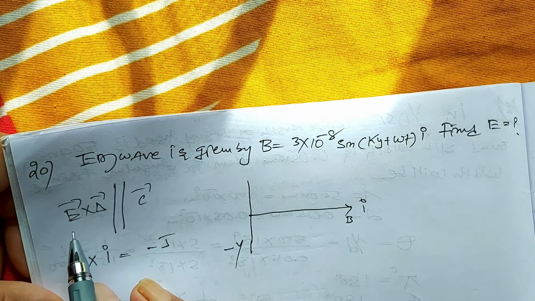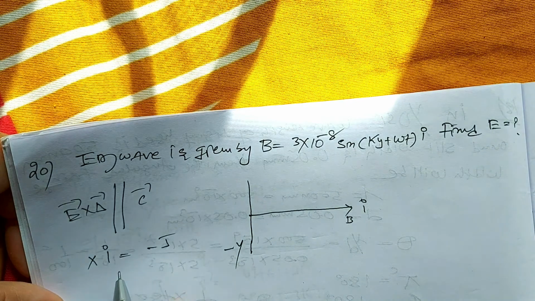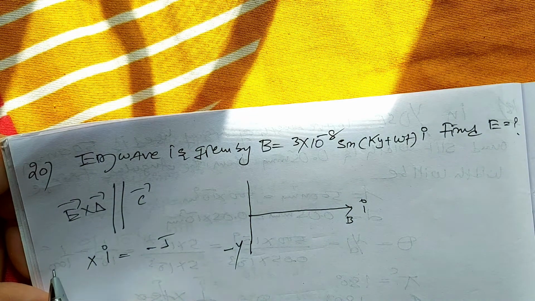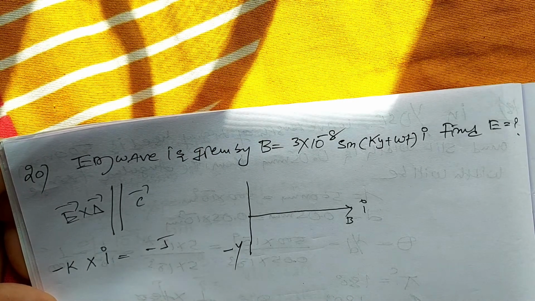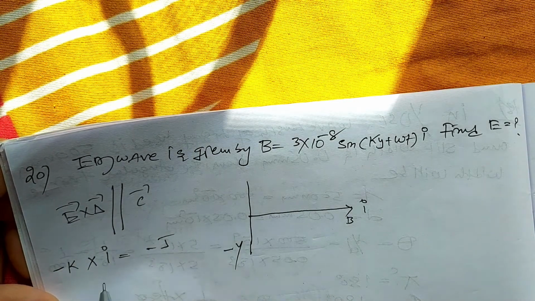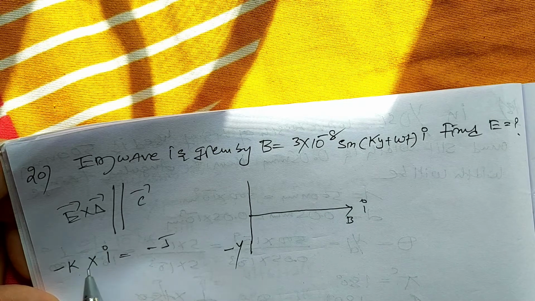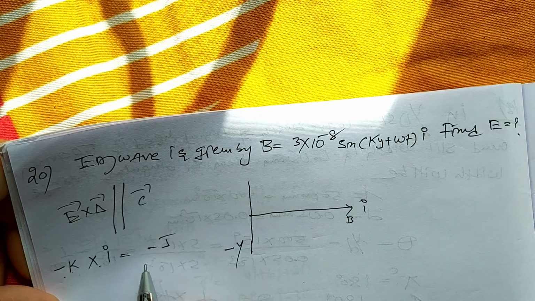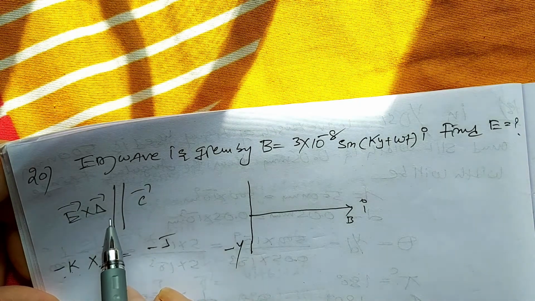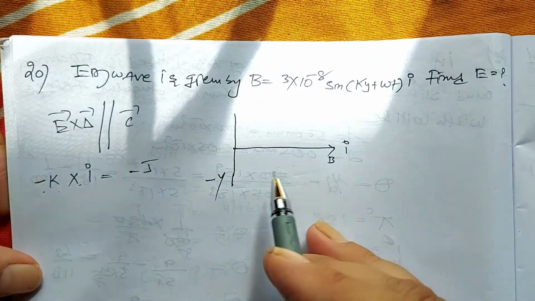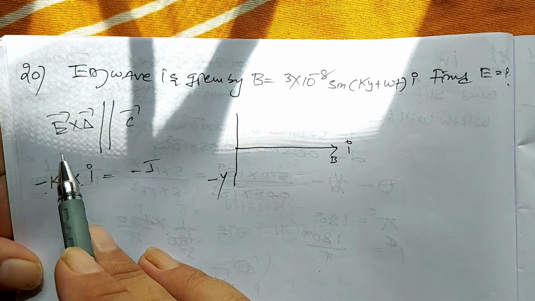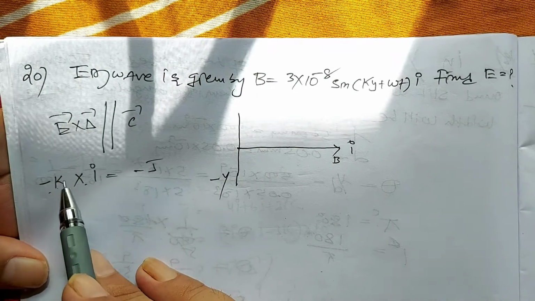Here, what is the direction of E bar? Definitely we say that is minus k. Minus k direction. K cross i, minus k cross i is equal to minus j. That means this is E bar cross B bar parallel to C cap. This condition is satisfied whenever the direction of E bar is minus k cap.